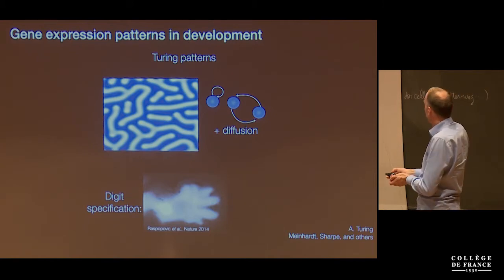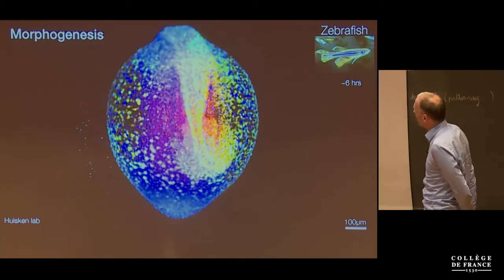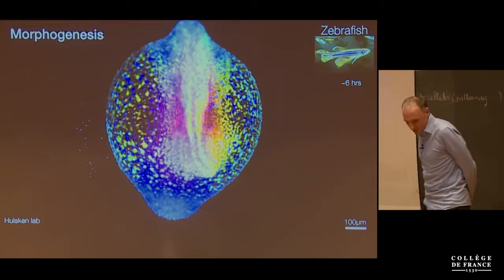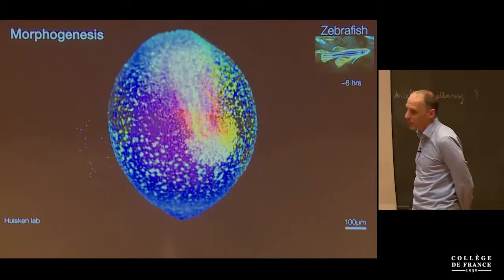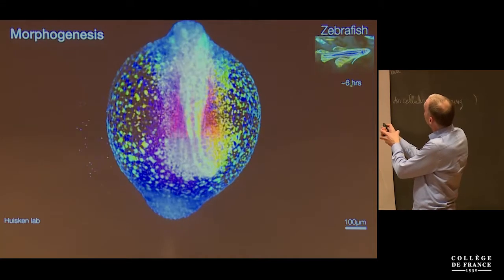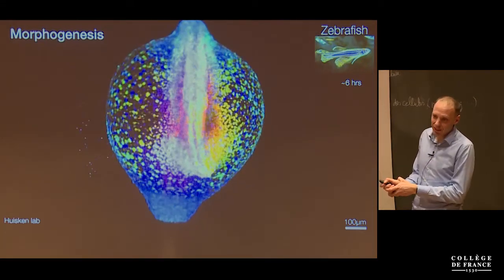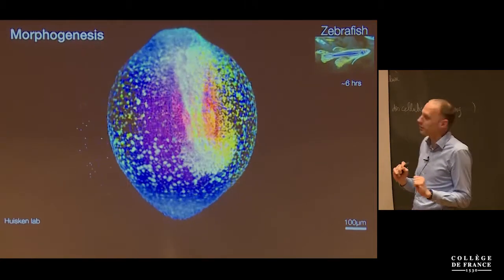Okay, so this is just a short introduction, because the point I would like to make, and I think it's very clearly seen in the movie that I'm showing here, which is a movie from the Huisken lab using a SPIM microscope. You see basically 6 hours in the life of the zebrafish, and cell nuclei from different tissues are labeled with different colors. Okay, that's all you need to know.